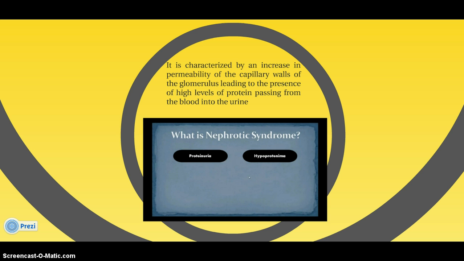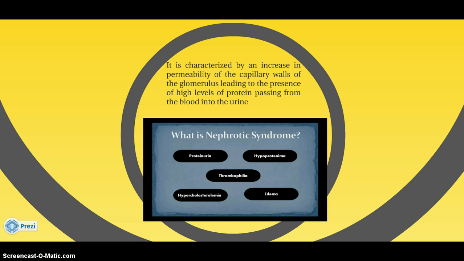Hypoproteinemia or hypoalbuminemia, which means decreased level of albumin in serum blood. Usually serum albumin is less than 3 grams per deciliter. Hypercholesterolemia or hyperlipidemia, which means increased level of cholesterol in blood. Usually it is more than 250 milligrams per deciliter. Edema, which is accumulation of fluid in the interstitial tissues due to loss of protein in blood. We will explain that in the next few slides.